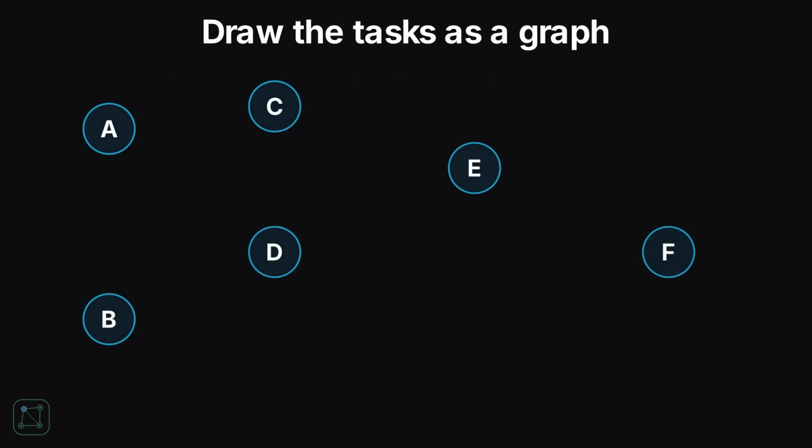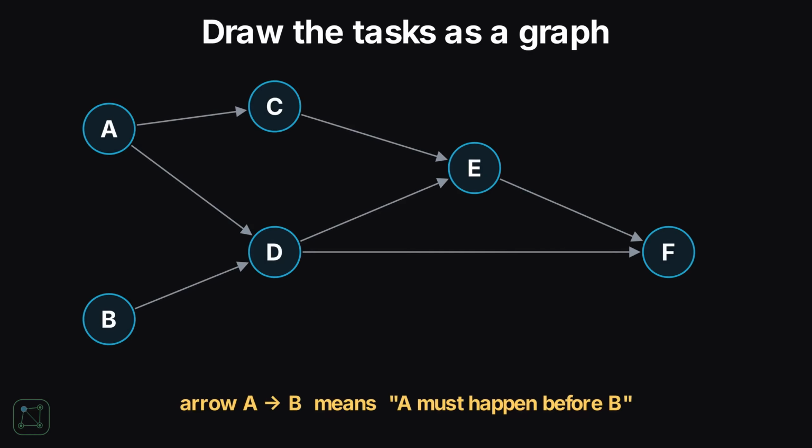Today, topological sort, turning a tangle of dependencies into a clean, valid order. First, we draw the tasks as a graph. Each task is a node, and we draw an arrow from A to B whenever A must happen before B. Socks point to shoes. Brew points to pour. These arrows have direction. It's a directed graph.